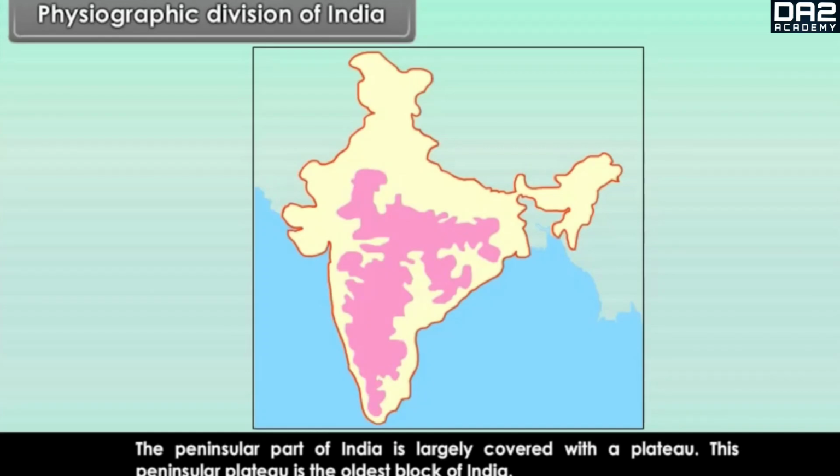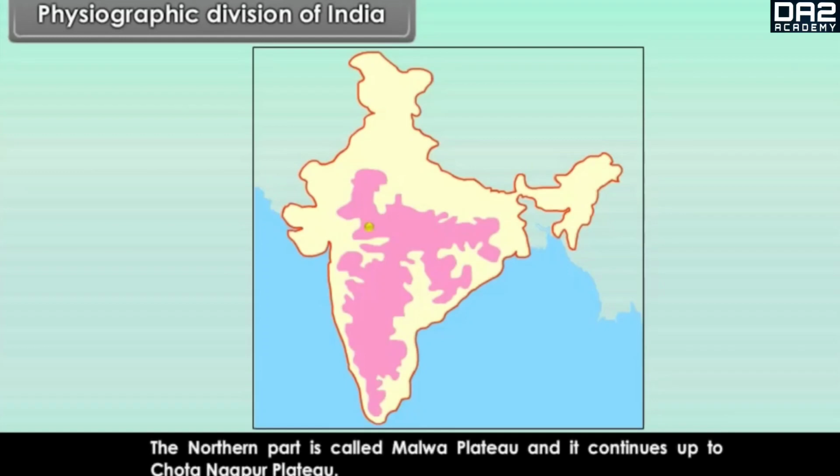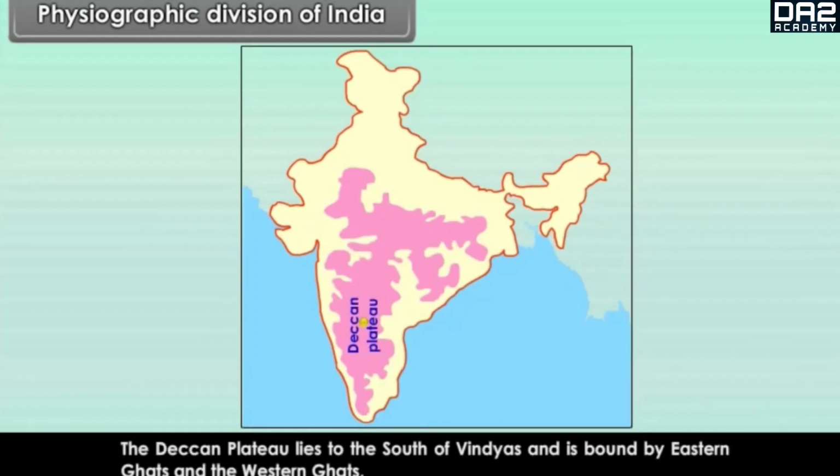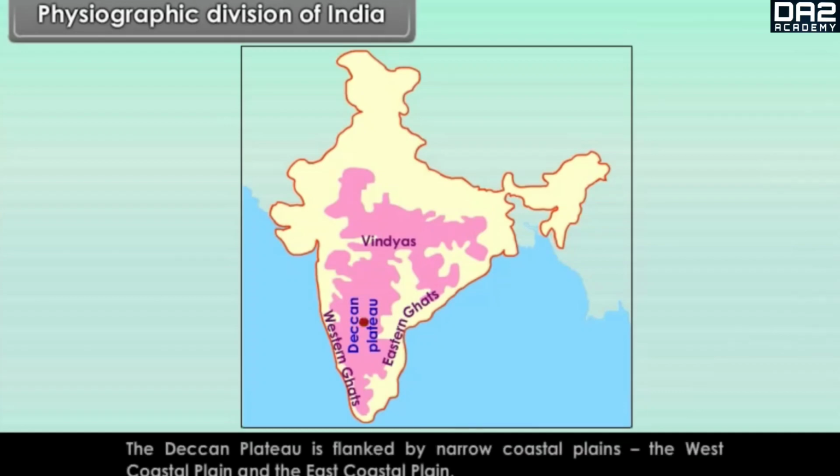This peninsular plateau is the oldest block of India. The northern part is called Malwa Plateau and it continues up to Chota Nagpur Plateau. The Deccan Plateau lies to the south of Vindhyas and is bound by Eastern Ghats and the Western Ghats. The Deccan Plateau is flanked by narrow coastal plains, the West Coastal Plain and the East Coastal Plain.